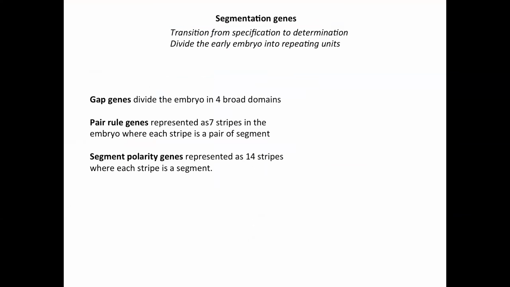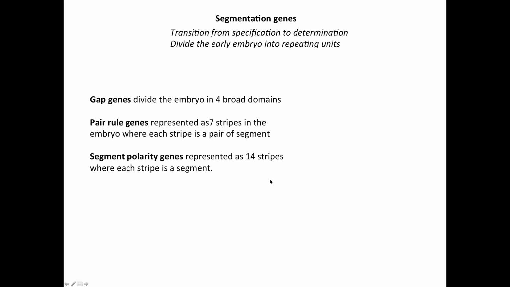And as I mentioned in my last class, the divisions get more and more with the establishment of the pair rule genes. And finally, the segment polarity genes are going to divide it into 14 stripes. Now, each stripe is going to be a segment.